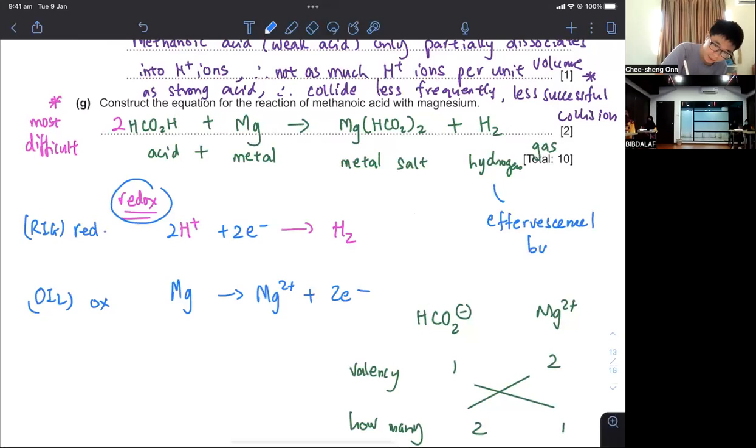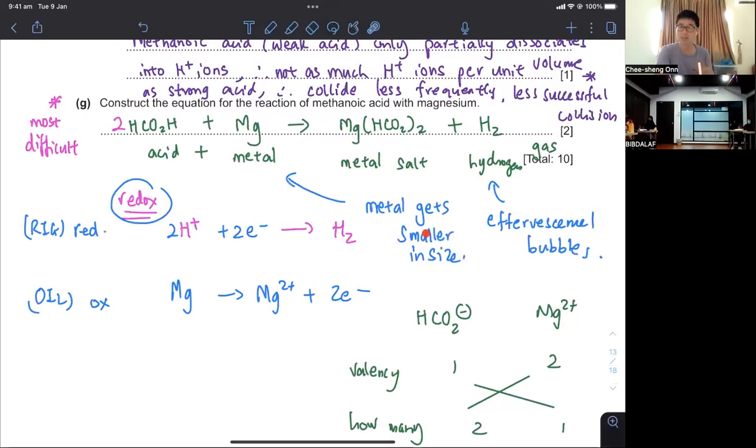You will see bubbles. What else do we see? We see the metal will dissolve away. The metal gets smaller in size because the metal will get consumed, right? It depends on which one is in excess or not, but the metal will get lesser and lesser in amount because they will react and give you this effervescence.